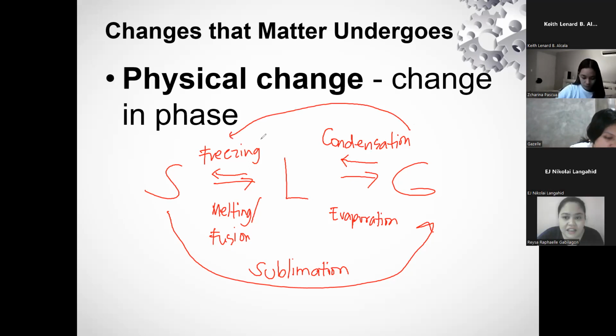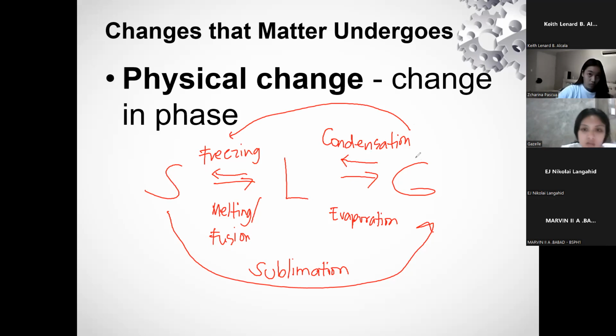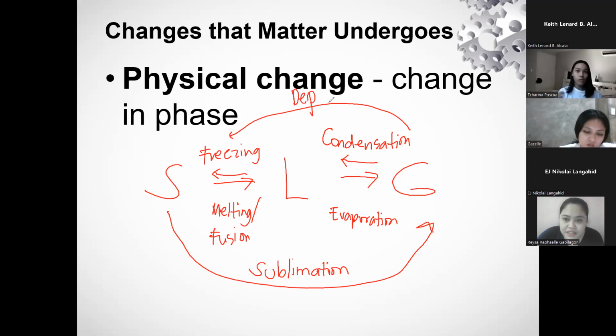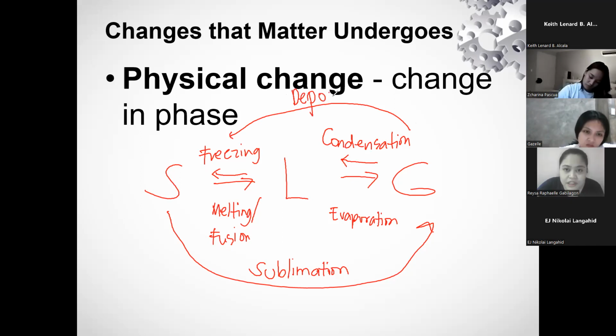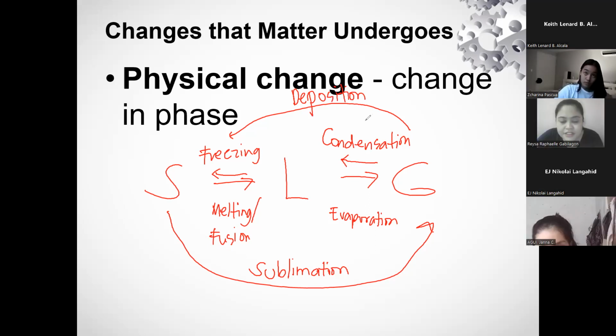Paano yung baliktad niya? Siyempre may baliktad yun. Anong kabaliktaran nito? Solid to gas, sublimation. Deposition. Okay, very good. The process of turning gas into solid is called deposition. So ito lahat, class, ito lahat na processes are just physical change. Okay, there is a change, but it's just a physical change.